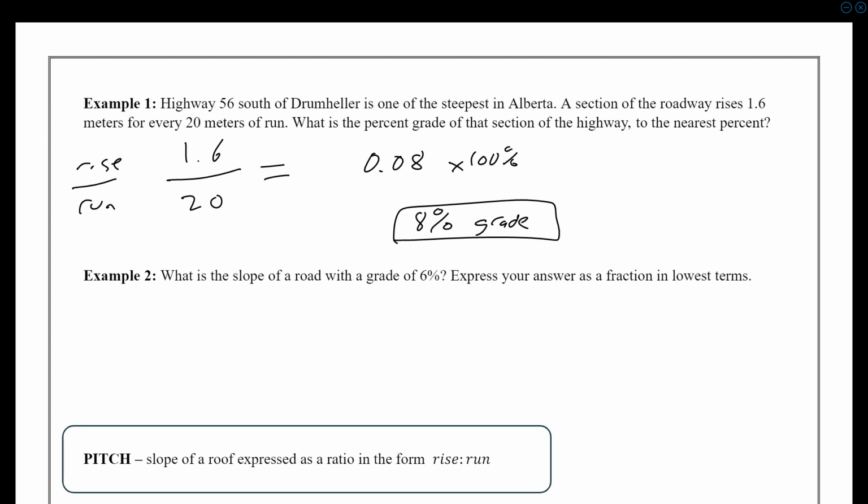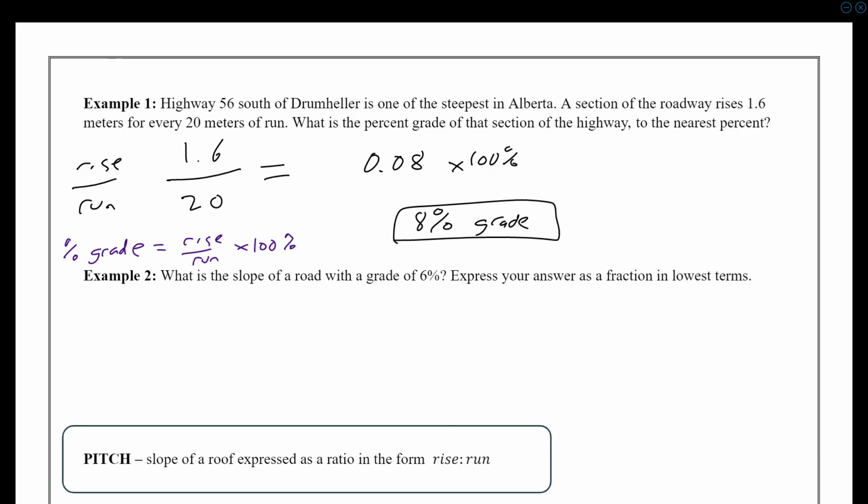It would probably have been good to say initially here: percent grade equals rise over run times 100%, just to clarify what we're doing. The way we're going to find percent grade is figure out the slope and multiply by 100%.